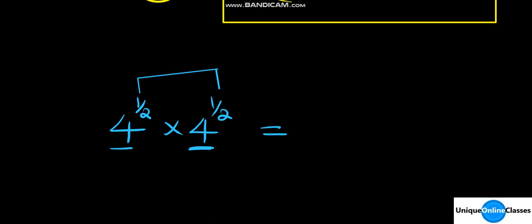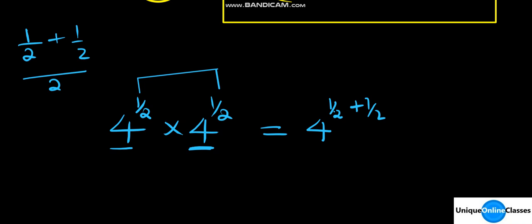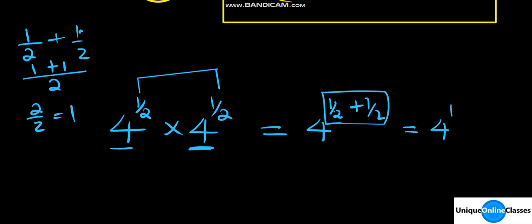So 4 raised to the power half plus half. Half and half is 1. Half a kg of sugar and half a kg of sugar gives 1. With the common denominator of 2: 2 into 2 is 1, times 1 is 1, plus 2 into 2 is 1, times 1 is 1. So here we have 2 over 2, and 2 over 2 is 1. So if we add these halves, the answer is 4 power 1, which is 4.